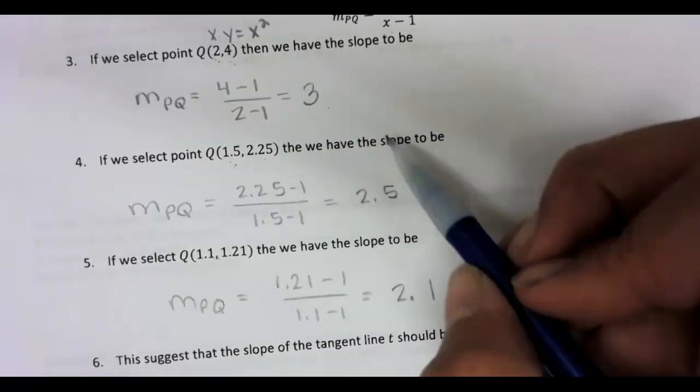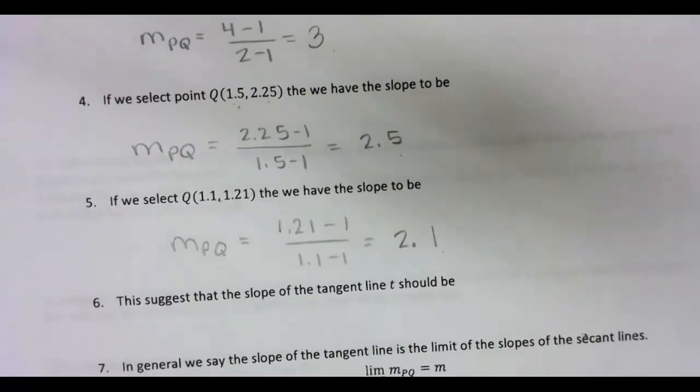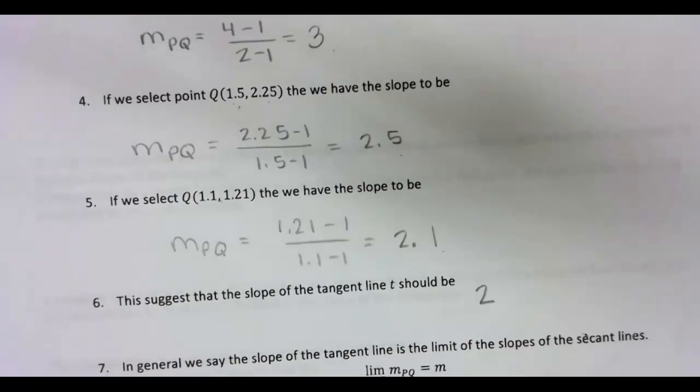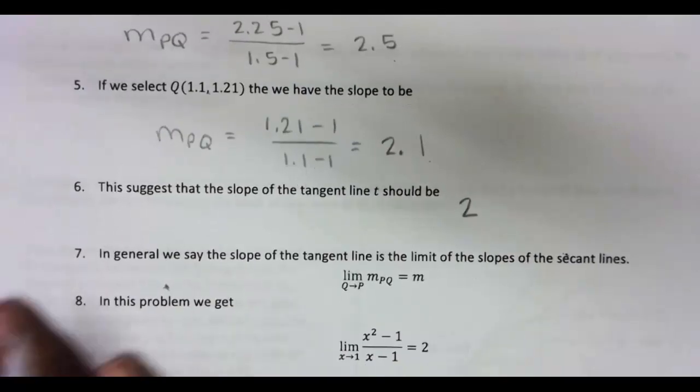And what's happening to our slope? It's getting closer and closer to 2. So that should suggest that the slope of the tangent line should be 2. In general, we say that the slope of the tangent line is the limit of the slopes of the secant lines, which is what we're going to talk about today.